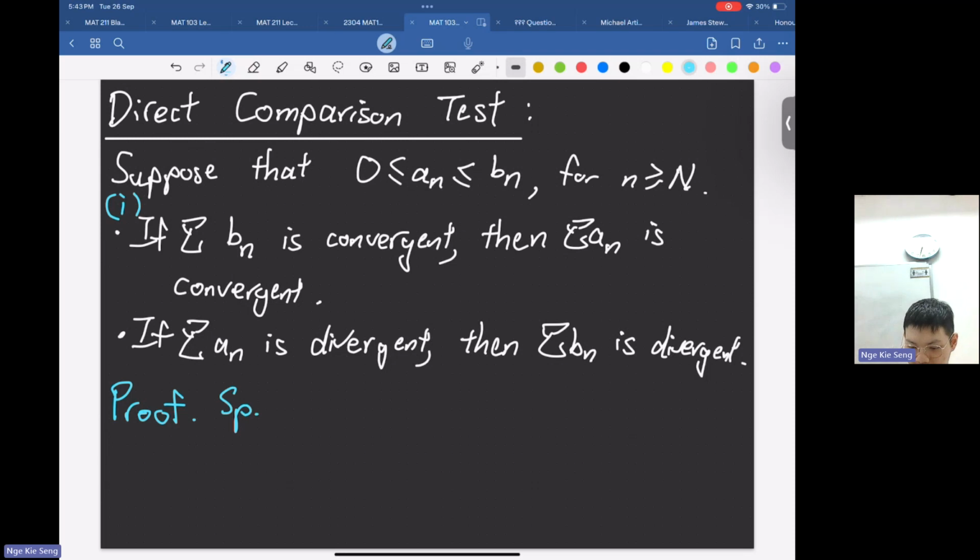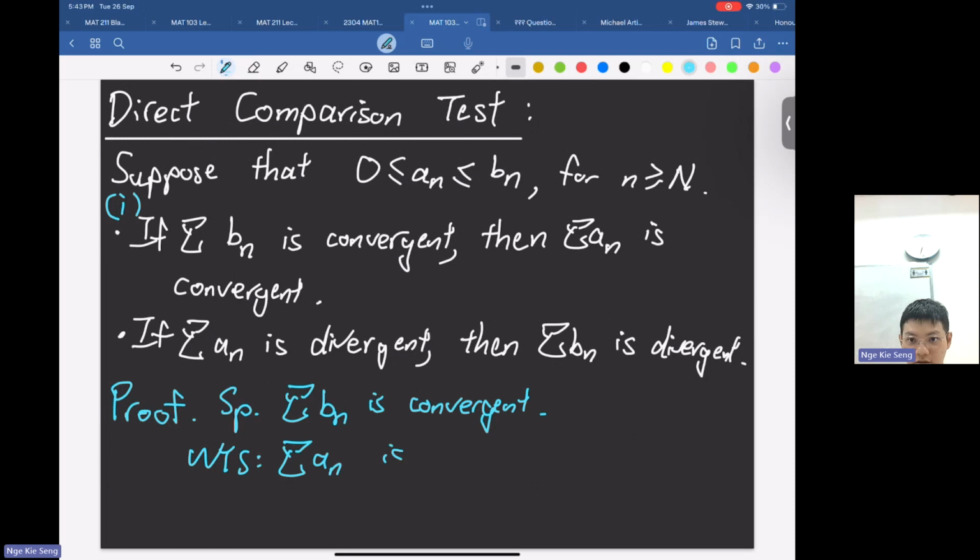So suppose the sum of bn is convergent. We want to show that the sum of an also converges. So what to do?